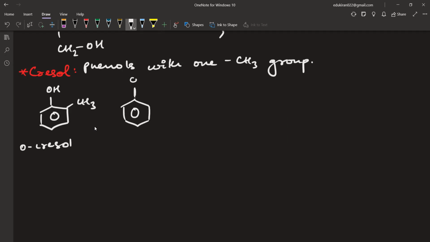You can have OH and CH3 in the meta position, and this will be, what will this be, Rifat? What will be the name? In which position is the CH3, Rifat? Tell me. What is this position called? Yes Rifat, tell me, what is this position called?